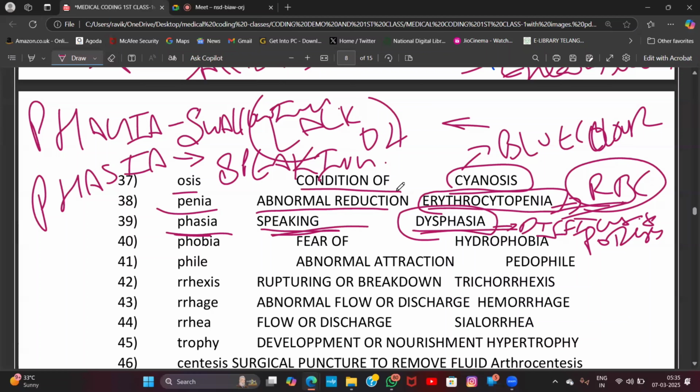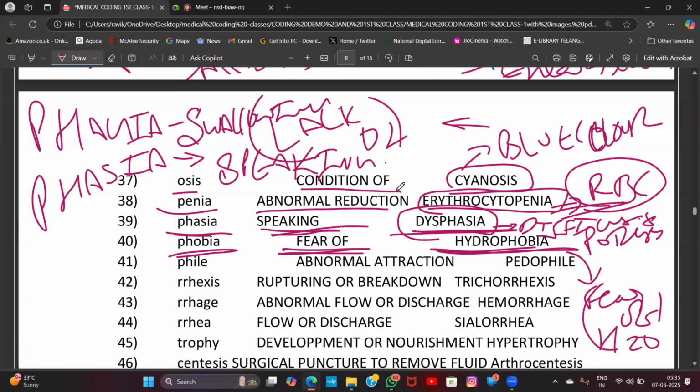Phasia is nothing but speaking. Dysphasia, difficulty in speaking. Difficulty in speaking is called dysphasia. Next one, phobia. Phobia is nothing but fear of. Hydrophobia. What is meant by hydrophobia? Fear of water, H2O. If there is fear of water, that's called hydrophobia. Okay, that's it for today.